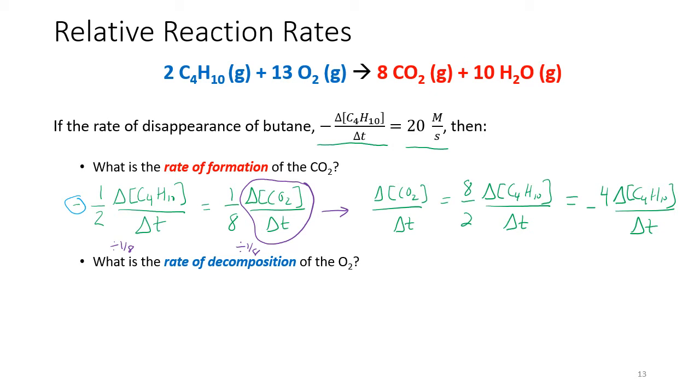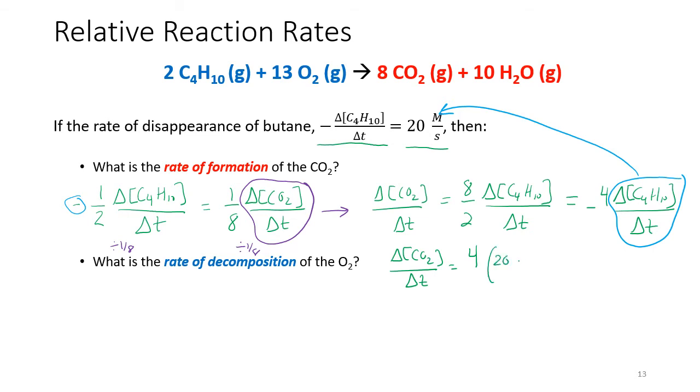So since we know what this fraction is, we were given that is equal to 20 molar per second. We can plug that in and solve for a numerical value for the rate of formation of CO2 now. So our change in concentration of CO2 per change in time will equal 4 times 20 molar per second, or 80 molar per second would be our rate. And it would be expressed as a positive rate because CO2 is forming as a product.